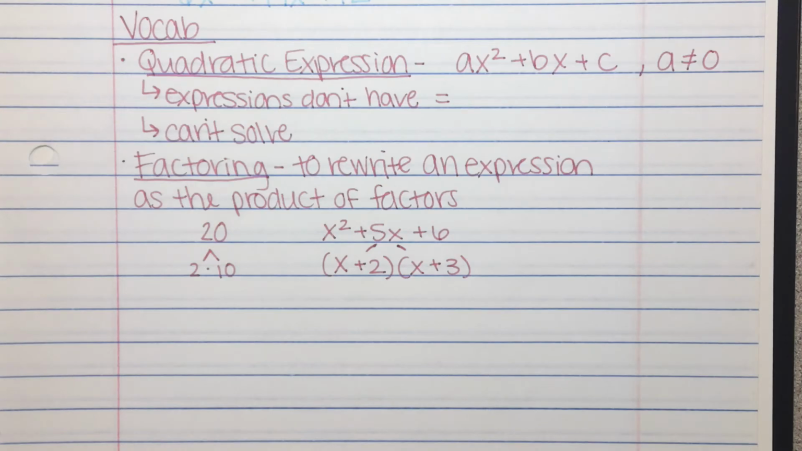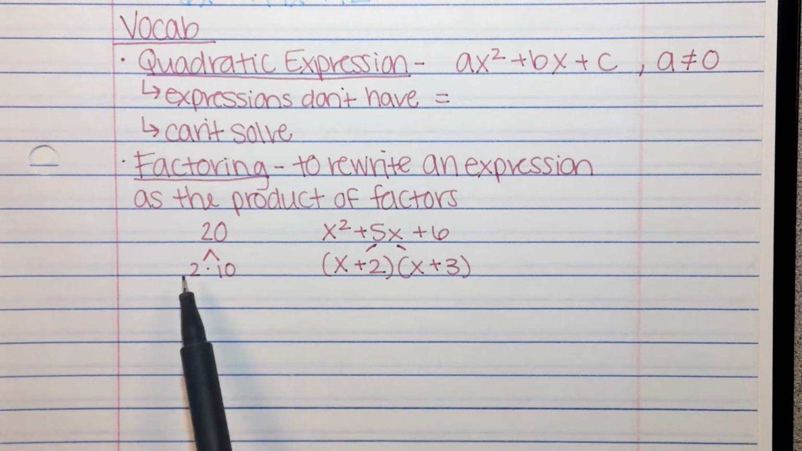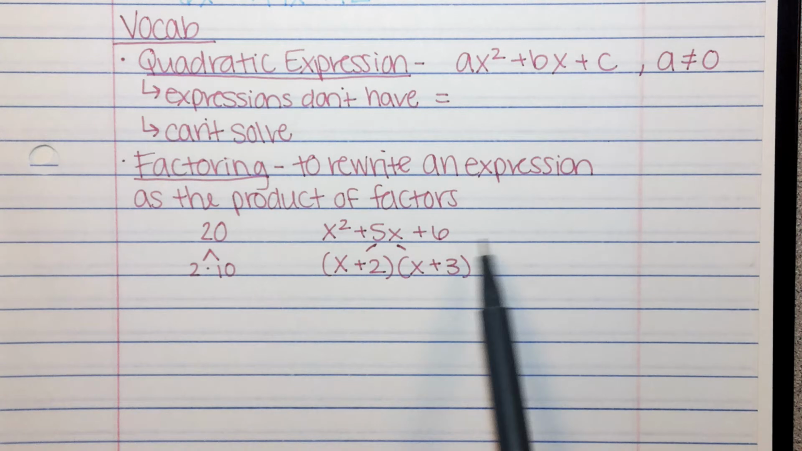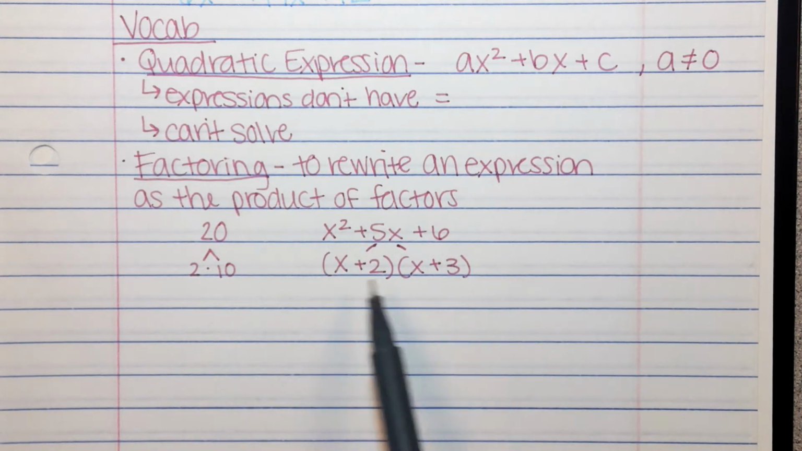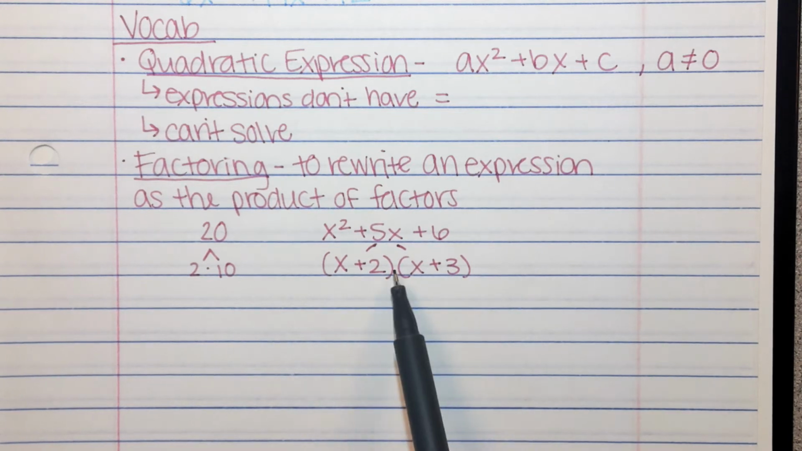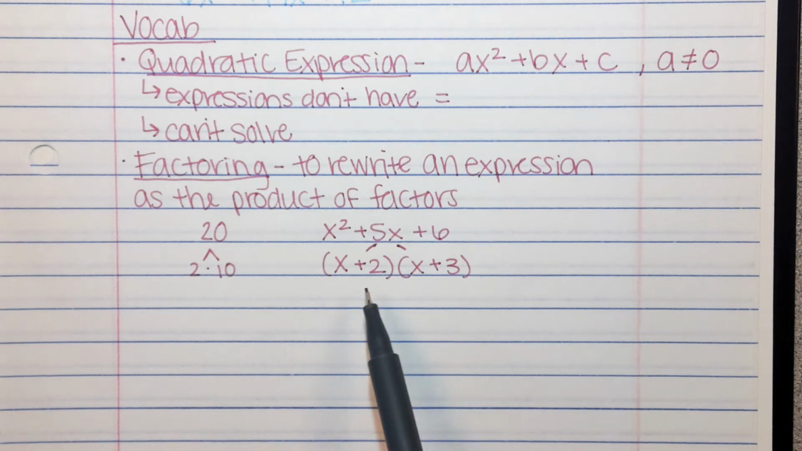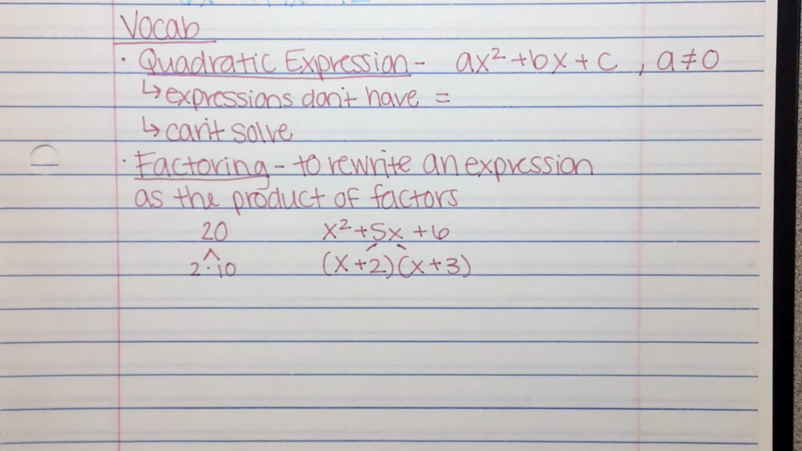Okay, next we have factoring. Factoring is to rewrite an expression as the product of factors. So 20 is an expression. 2 factors of 20 are 2 and 10. So we factor 20 by changing it to 2 times 10. The same is true with this quadratic expression. Here are 2 factors, and we've written them together with multiplication. So we can factor 20, we can factor a quadratic expression. It's that same idea because this times this equals that, just like 2 times 10 equals 20.